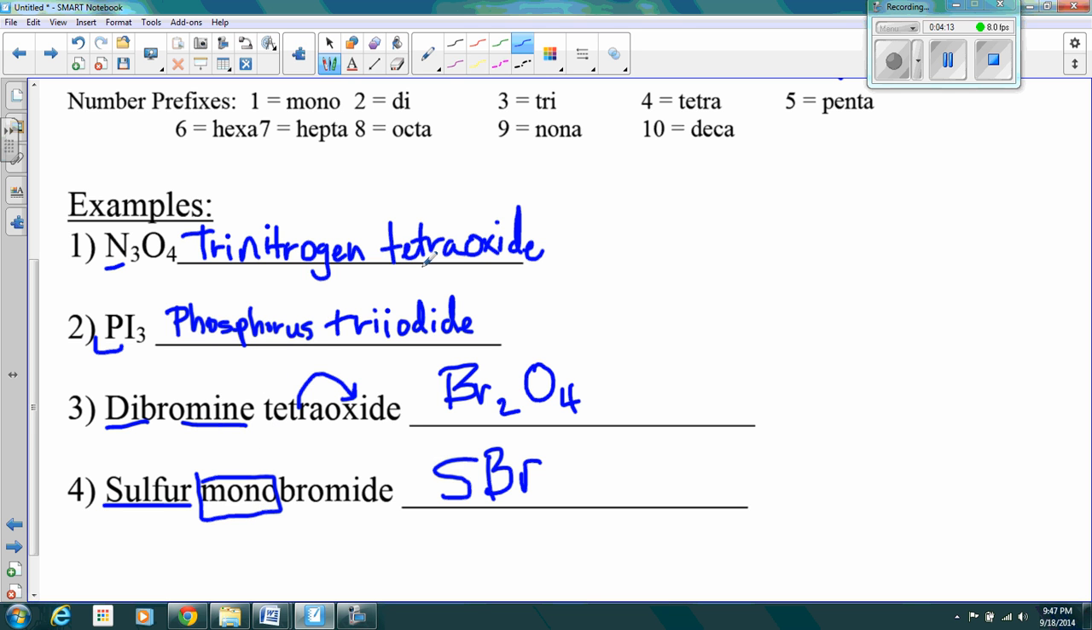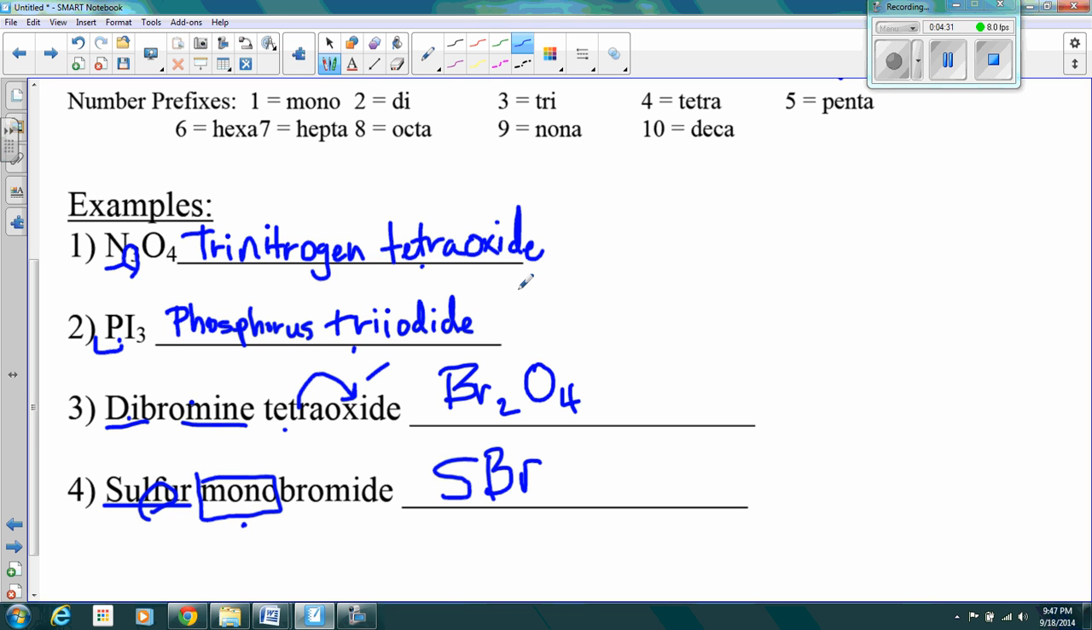So you can see the second one, tetra, tri, tetra, mono. Always a prefix. And the first element only has a prefix if it's greater than 1. No prefix there, prefix because there's 2, no prefix here because there's only 1. That's it. That's how simple it is.